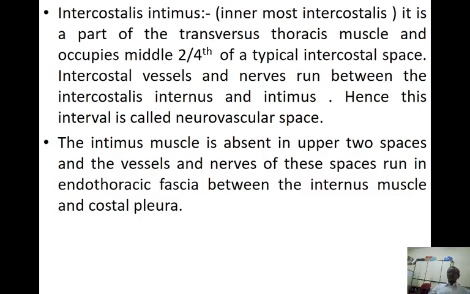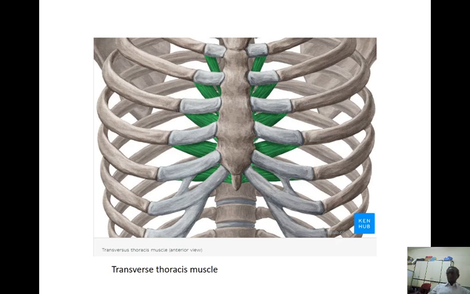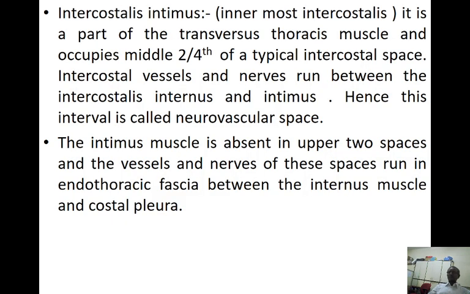Intercostalis intimus, innermost intercostalis. It is a part of the transverse thoracic muscle and occupies the middle one-fourth. So till now the transverse thoracic muscle is occupying the inner one-fourth, you can say, and now the middle one-fourth is occupied by the intercostalis intimus muscle. It is a part of the transverse thoracic muscle and occupies the middle one-fourth of a typical intercostal space.